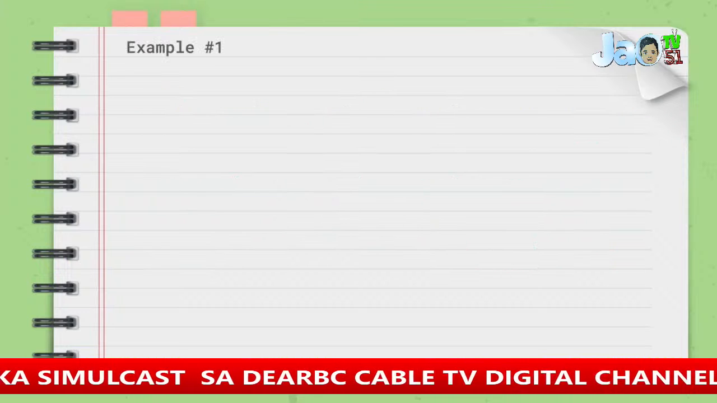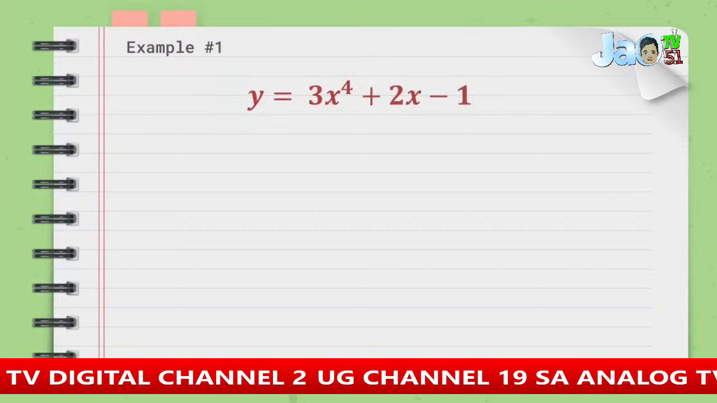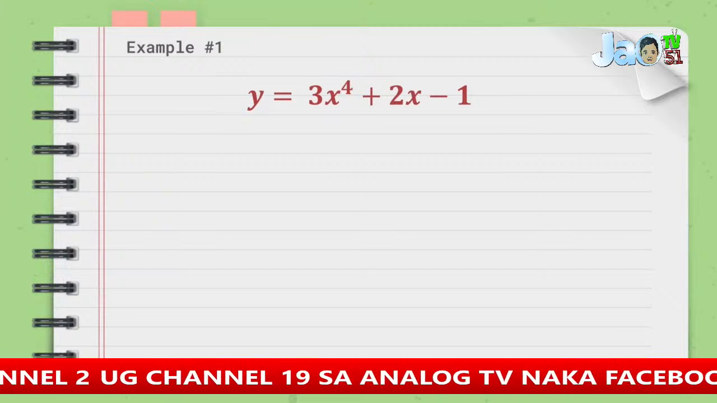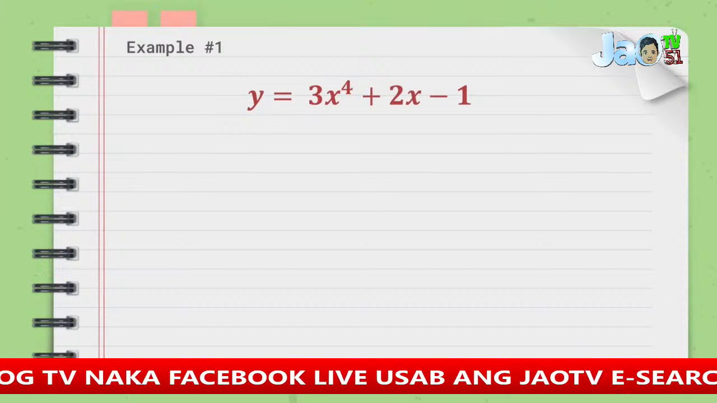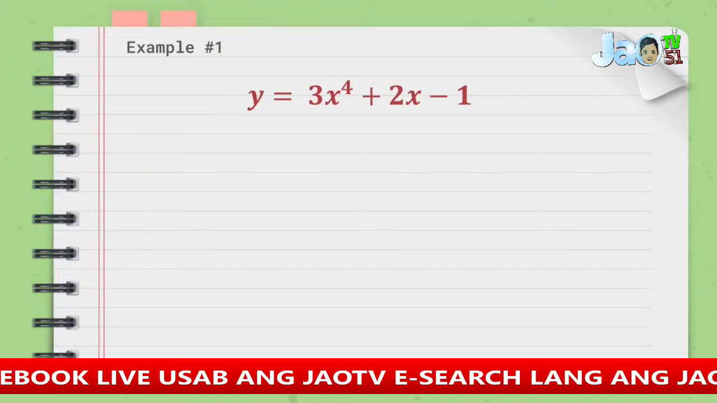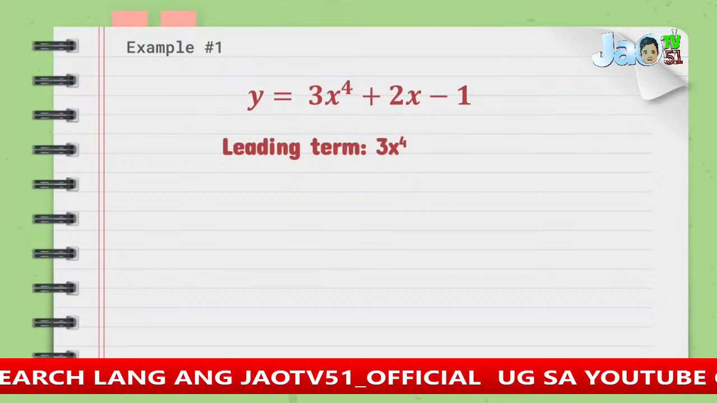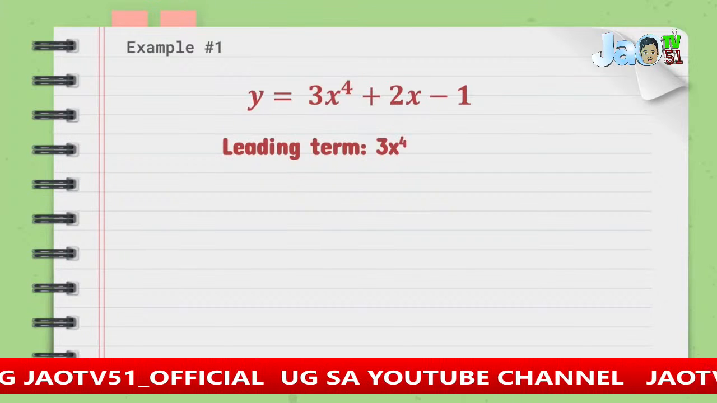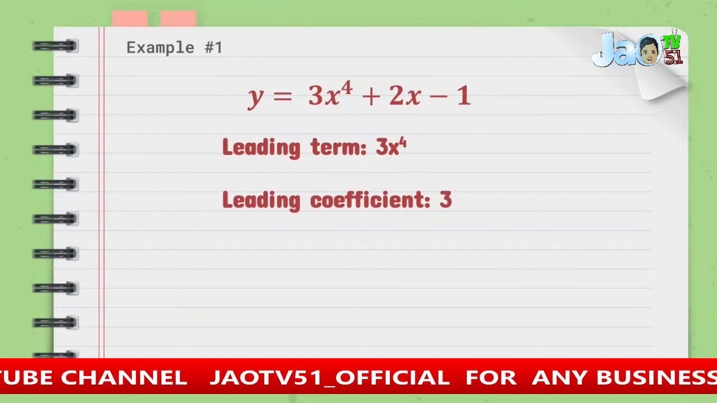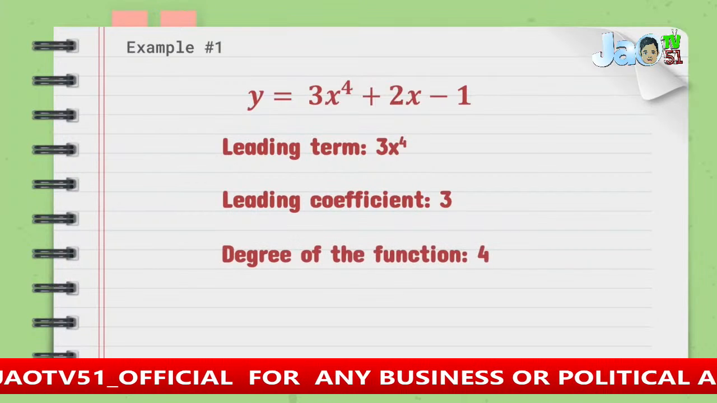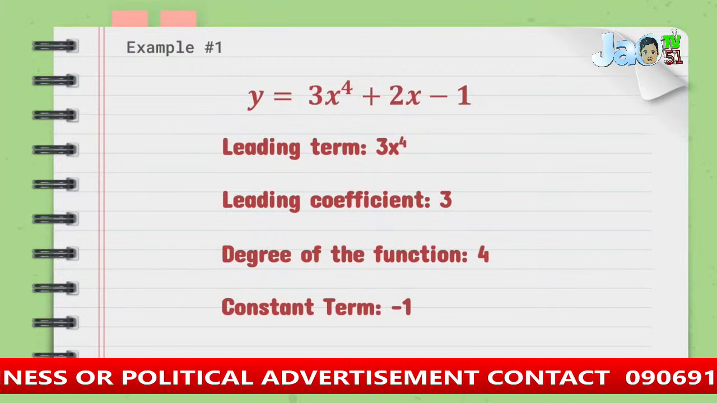Given this polynomial function, 3x to the power of 4 plus 2x minus 1. The first term is the term with the highest exponent, hence 3x to the power of 4 is the leading term. 3 is the leading coefficient, and 4 is the degree of the function. And the constant term is negative 1.